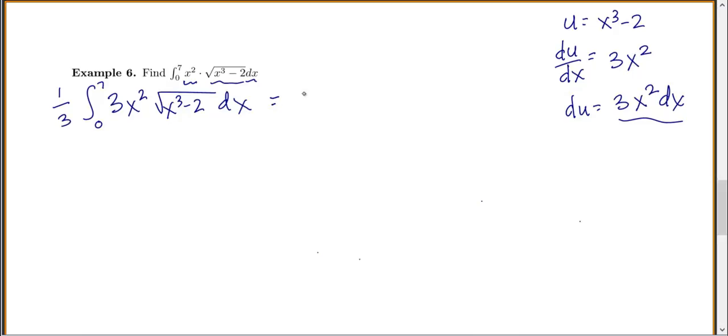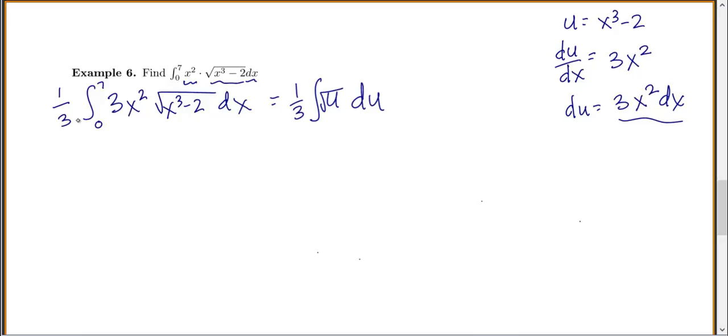Now with all of that, we can say, okay, now this is 1/3 integral, and I'm going to leave off my limits. I'm going to stop writing that 0 and 7 for a minute, and I'll tell you why when we get to it. So 3x squared and dx together, that's just du. And square root of x cubed minus 2, that's going to be u, or square root of u. So we just have square root of u du.